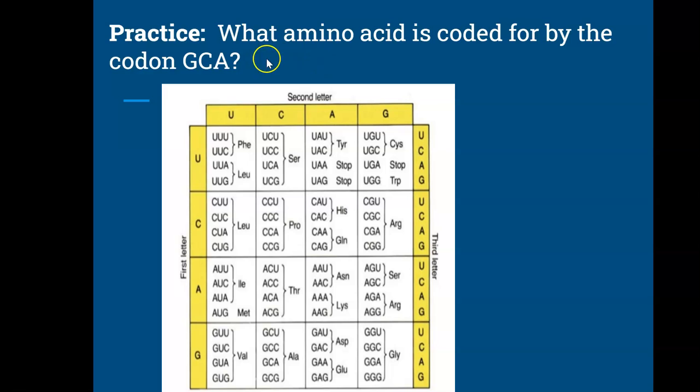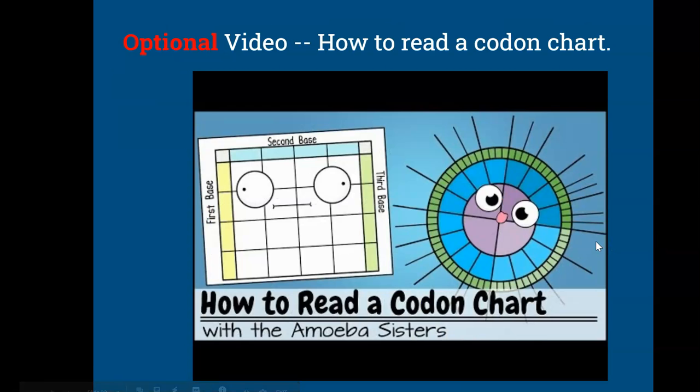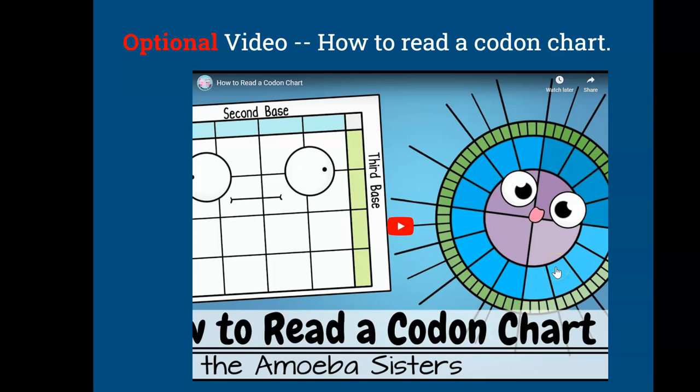What amino acid is coded for by the codon GCA? Again, G is my first letter. I come over here, here's my G. My second letter is a C. Here's my C. I come down here and it's GCA. If I look here, GCA corresponds to ALA, which is alanine. All right, so if that was confusing, go back and watch that part of the video again, or watch this optional video.